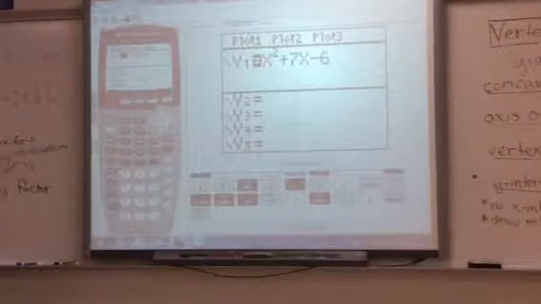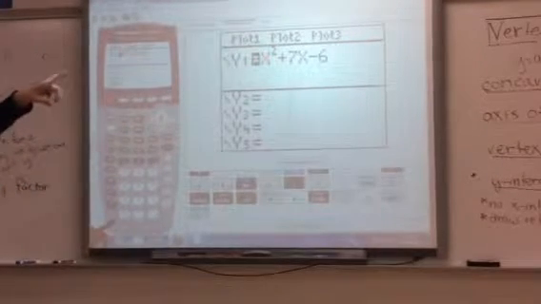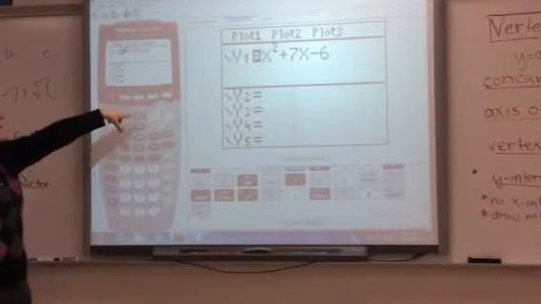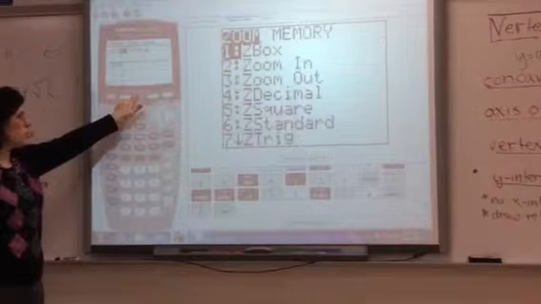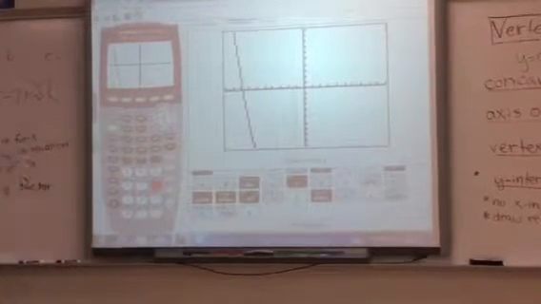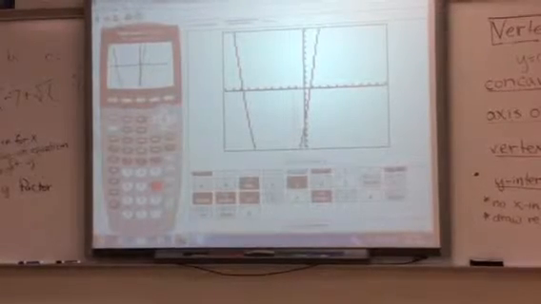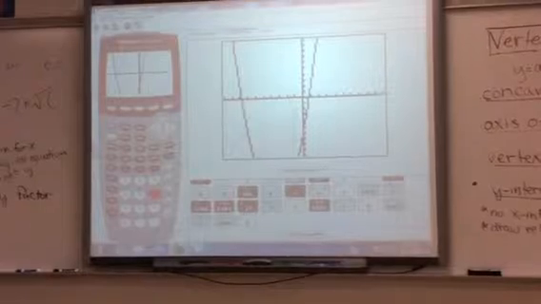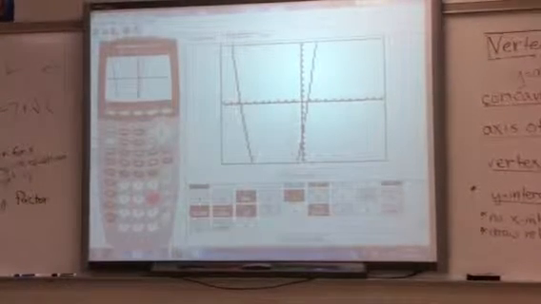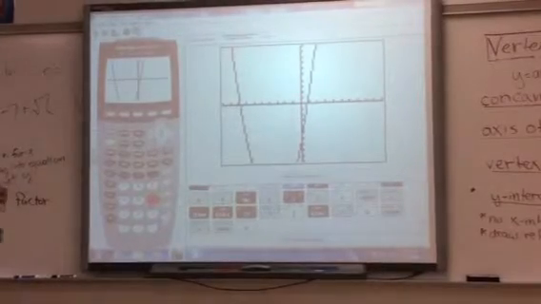If yours is not looking like that, do you have this equation typed in, girls? If it's not looking like that, hit zoom 6. See if that works. Does that work now? Allie, did you get yours to work? Yeah. Okay, all right.